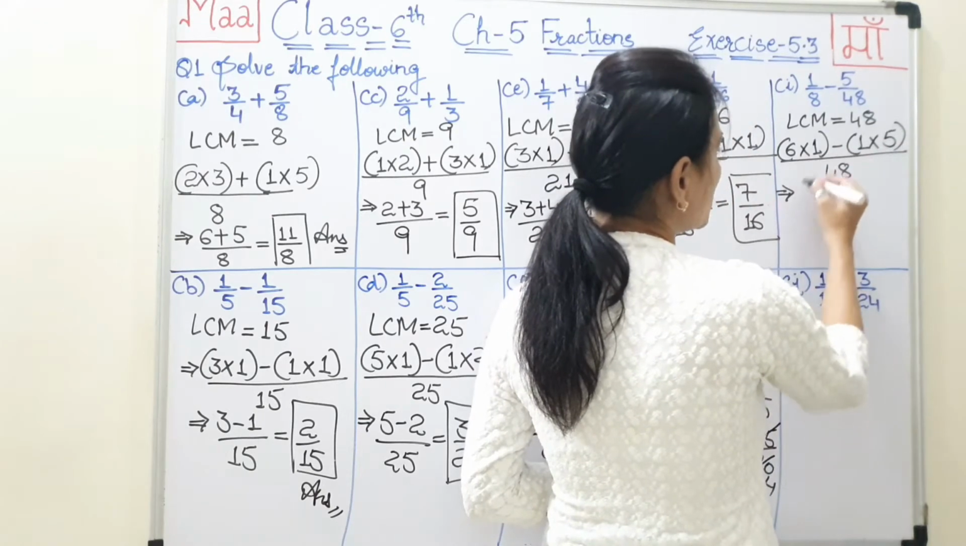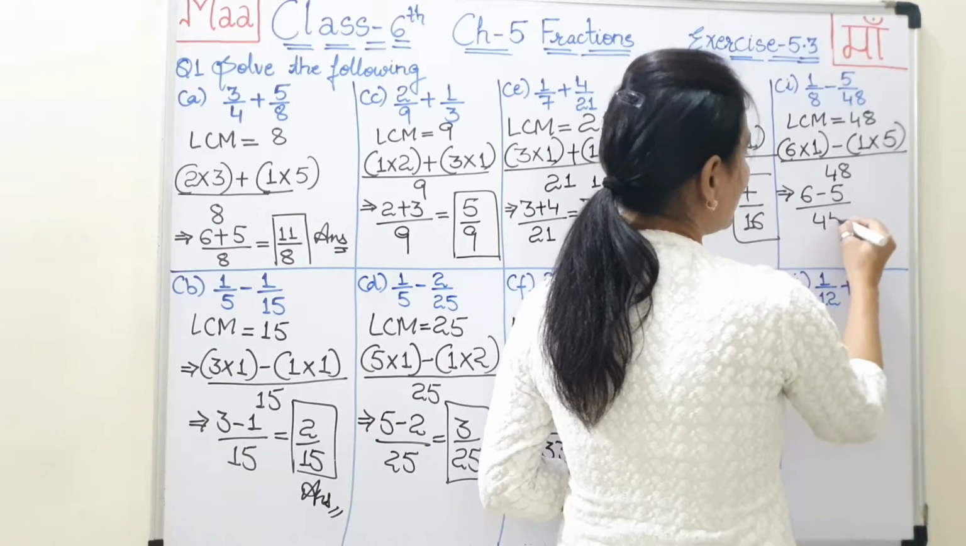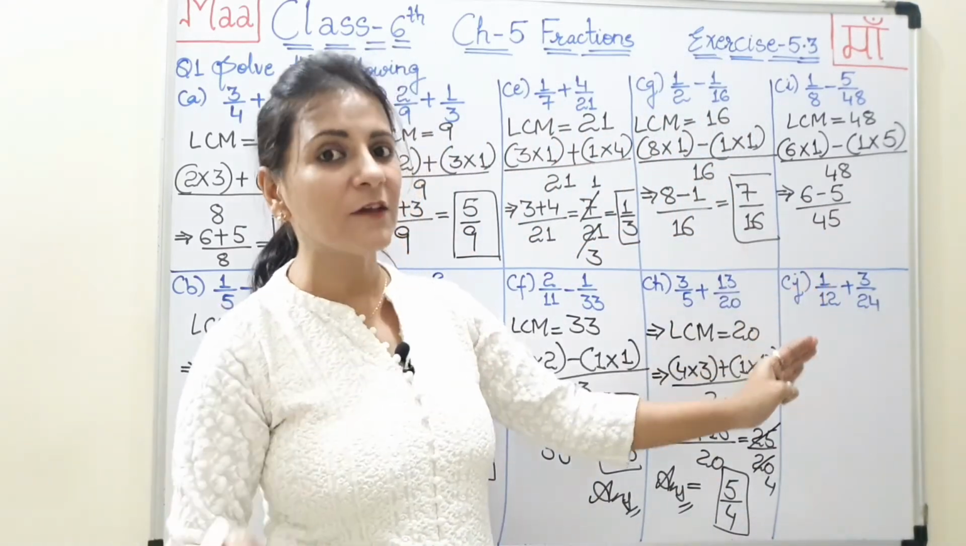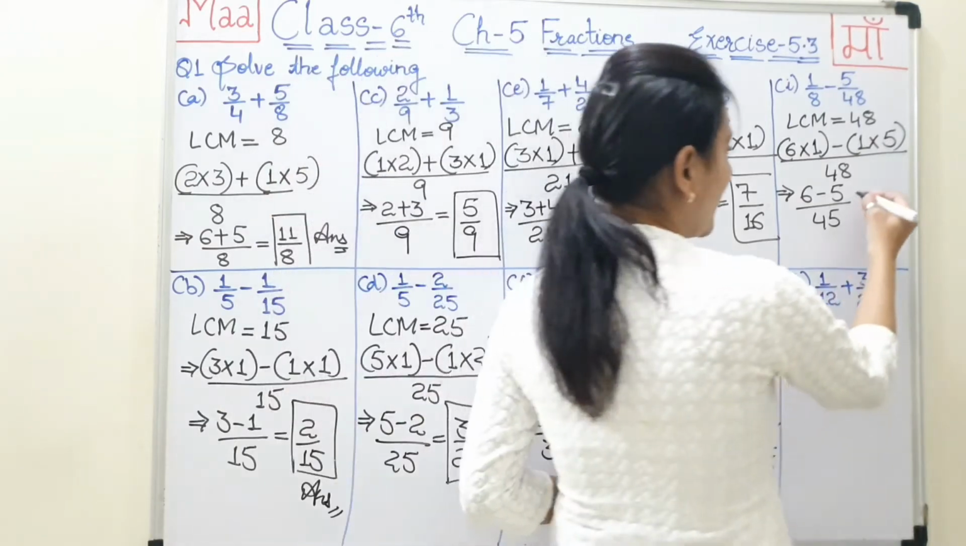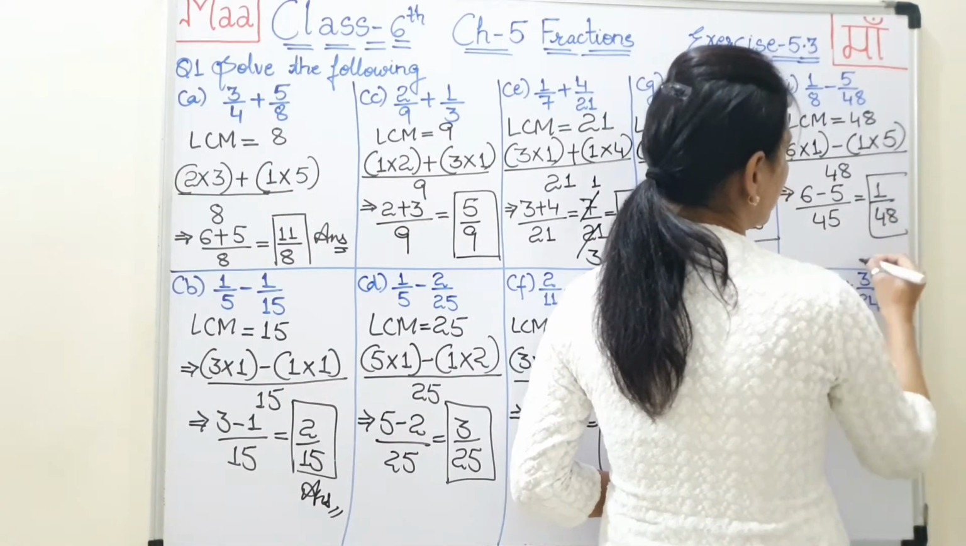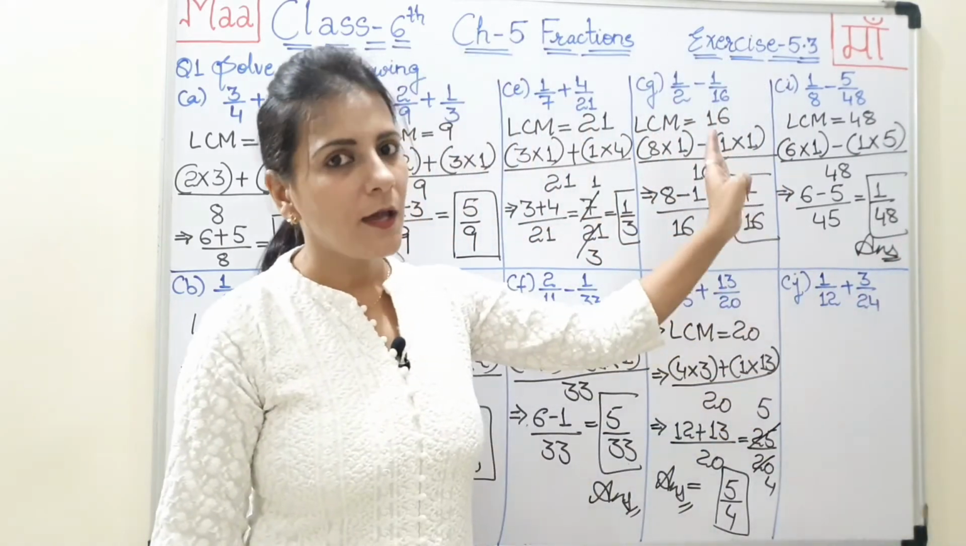Then 6 ones are 6 and 5 ones are 5. 6 minus 5, in between minus sign is there. So I have put minus sign. So 6 minus 5 will give you 1. So 1 will come in the numerator and 48 will come in the denominator. So 1 upon 48 will be the answer of part I.